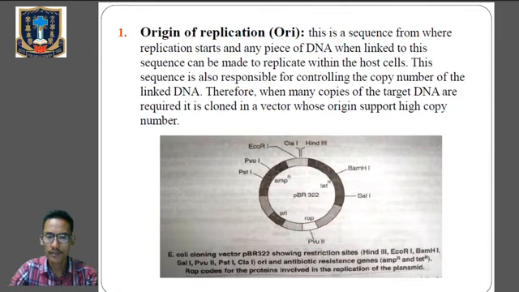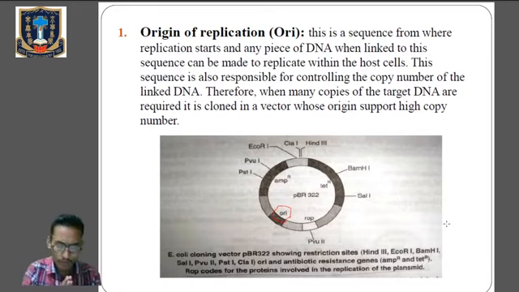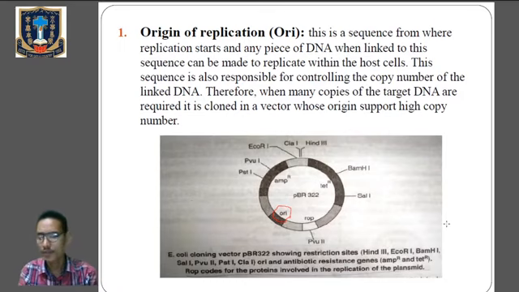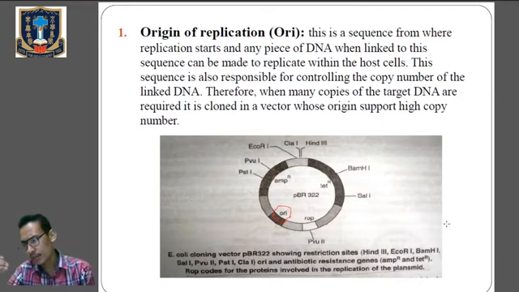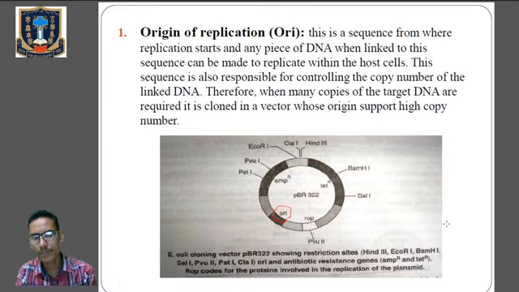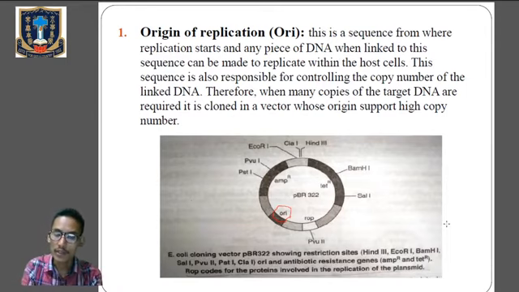So what do these sites mean? In the last class I told you to go through this figure, vector pBR322. This ORI site means origin of replication site. Mainly this ORI site is a sequence from where the replication starts. Replication means that the foreign gene or foreign DNA will produce multiple copies. So during replication, the segment of foreign DNA will be able to produce multiple copies. So ORI site means the sequence from where the replication starts, and any piece of DNA when linked to the sequence can be made to replicate within the host cells.